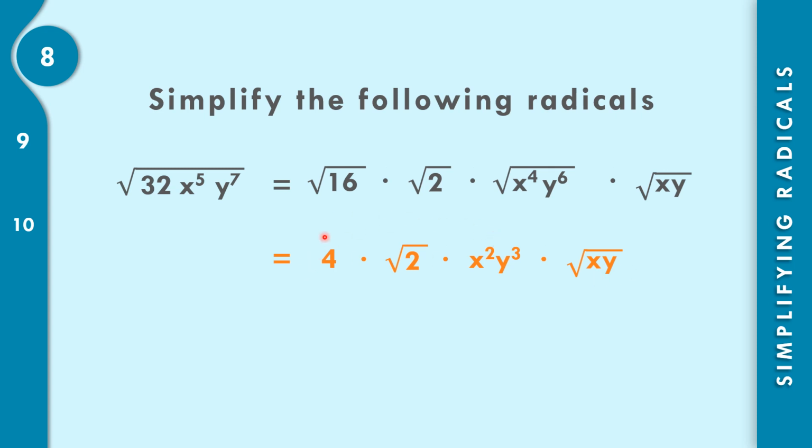Multiply outside the radical sign, that is 4. Let us copy x squared y cubed. Multiply the radicand, 2 times xy, that is equal to 2xy. So the final answer is 4x squared y cubed, square root of 2xy.